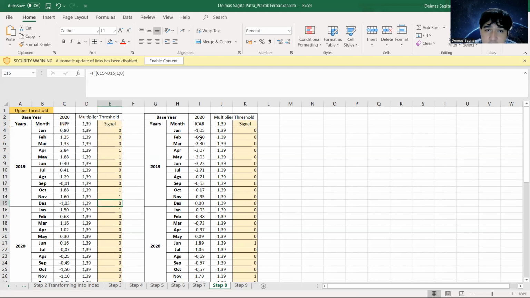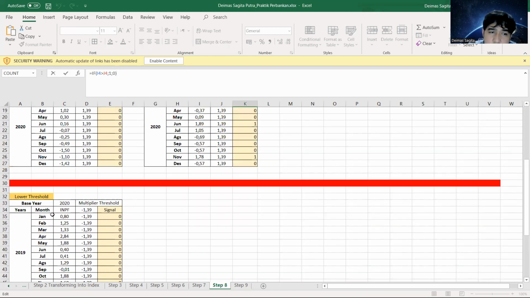And do the same with the iCar. It seems the formula is the same: equal if iCar higher than our threshold, and then 1, 0, and just enter.